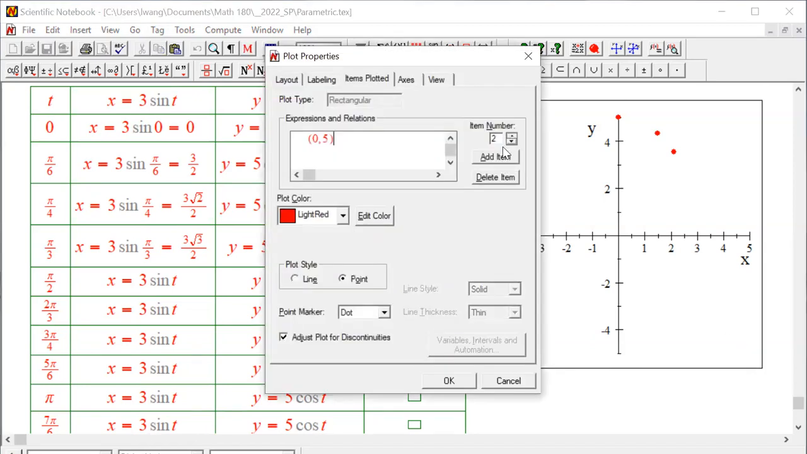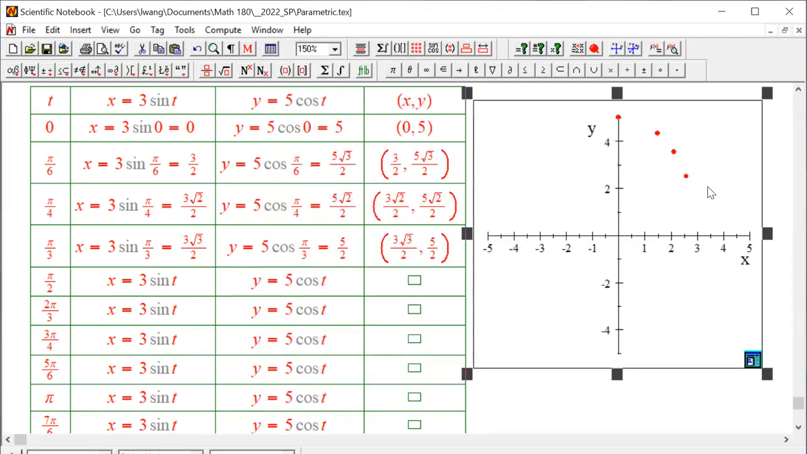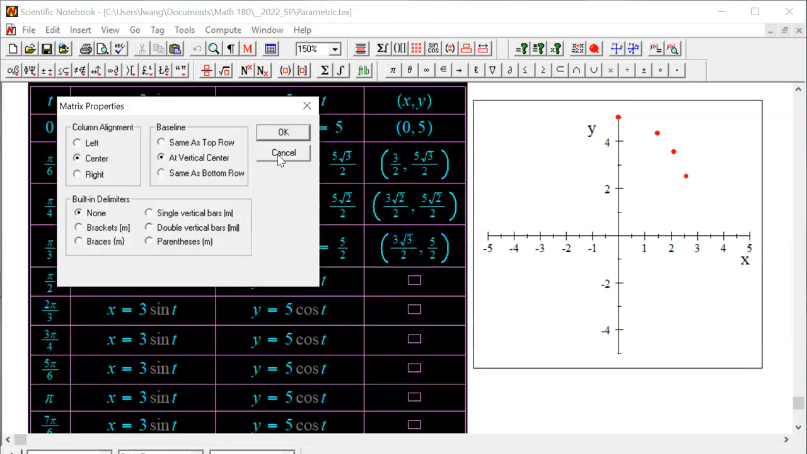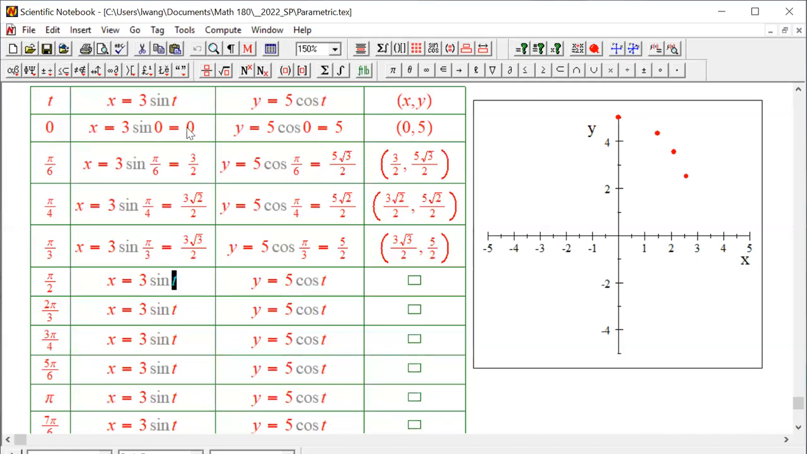So to put this point on the graph, it's coming down. Let's see where we are going to be at pi over 2, right? So at pi over 2, okay, wait. T is pi over 2. I better save the file in case I make a mistake by accident. Sine pi over 2 is 1, so this equals 3. Cosine pi over 2 is 0, so this is just 0. So the next point is 3, comma 0.